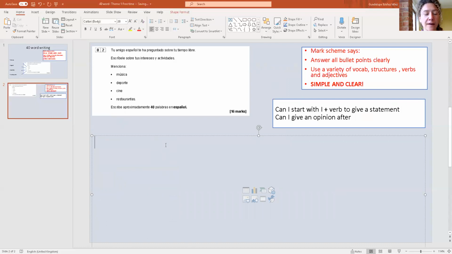So the first thing before I start writing, and similarly to the 90-word writing, I would like you to really think about a sort of structure that you're going to stick to when it comes to writing. Can I start with an I and a verb to give a statement? Okay, so the first one, it says música. Can I start saying I listen to whatever type of music? And then can I give an opinion afterwards? Let's start. Can I say I listen? Right, let's remember I listen. So escucho. Yeah, escucho.